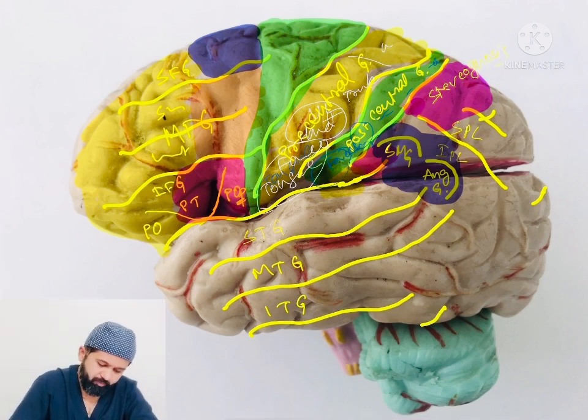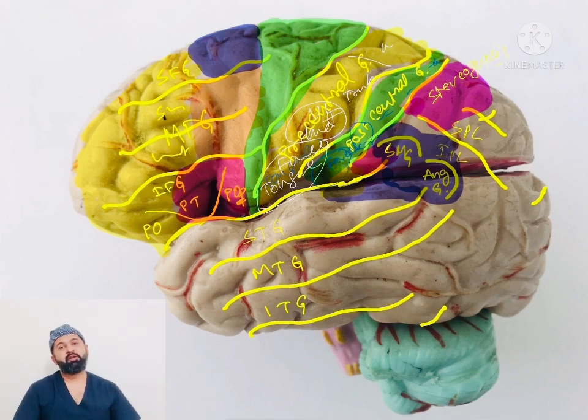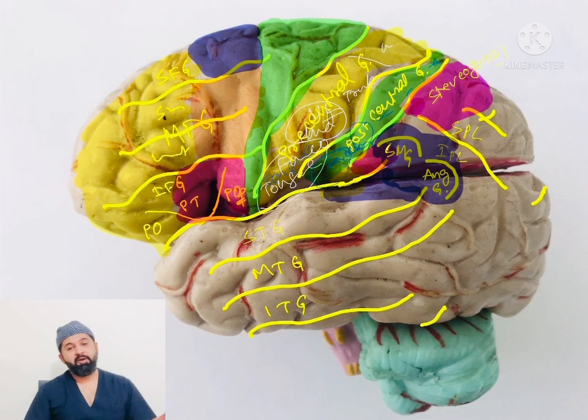A part of the sensory speech area also extends into the superior temporal gyrus. Hence, Broca's area and Wernicke's area lie on the dominant side. In 90% of people, it is on the left side. But they always lie on the same side. They cannot be on opposite sides.